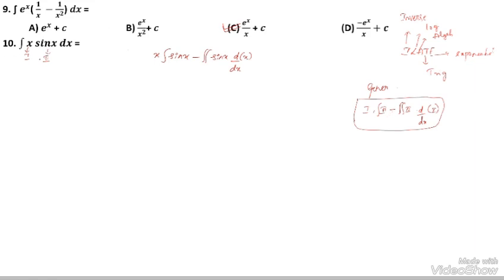Now I can solve here. That is x as a common factor times the integration of sin x. As we know, the result of the integration of sin x is minus cos x.